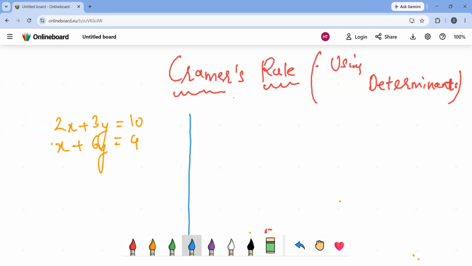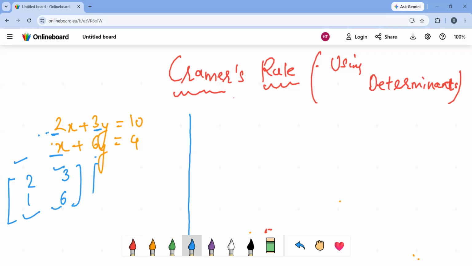So what is my first step? Let's make the matrix first. So it is 2, 3, 1, and 6. What do we have to write? We have to write the coefficient of x here, then y here, then 1 here, if nothing is there, and then 6 here.